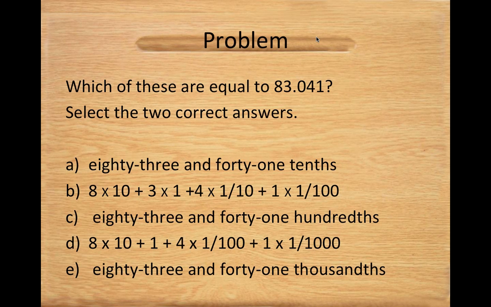So the first one is 83 and 41 tenths. If we can read that number in the beginning where it says 83 and 41 thousandths, we would know that one is not correct. We have 8 times 10, which is 80, 3 times 1, which is 3, 4 times 1/10, which is 4 tenths, and 1 times 1/100, which is 1 hundredth. So we would have 83 and 41 hundredths. No, that's not going to be correct. Again, if we read the problem first, it says 41 thousandths. So D is correct because we have 8 times 10.